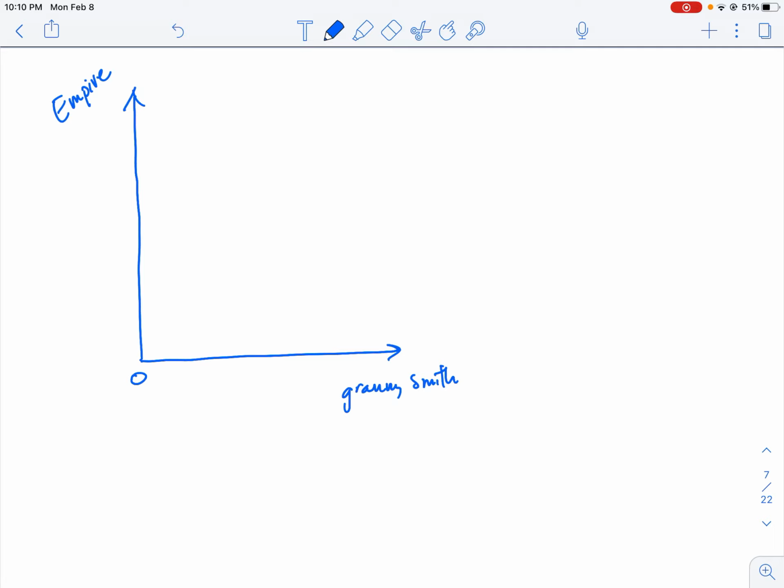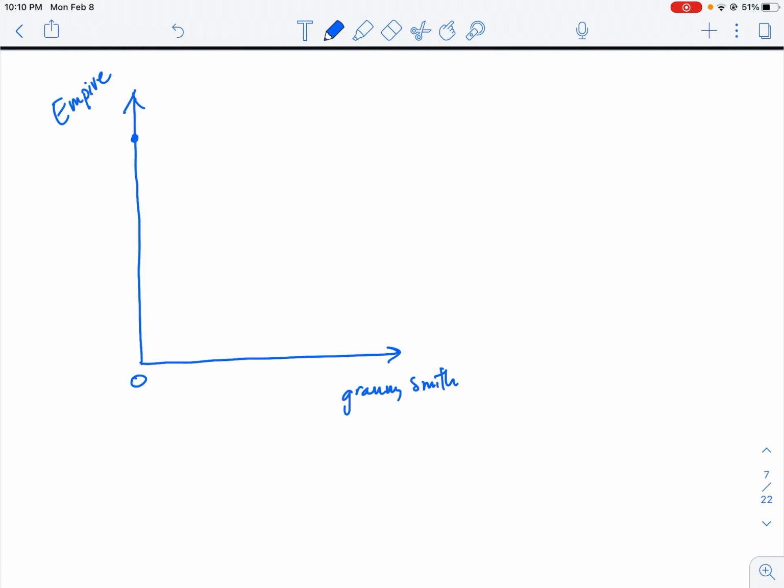Let me make this a little bigger. You could pick Empire apples all day long, and you wouldn't run out of apples, but by sitting there all day long, you'd pick most of your Empire apples. And you have the same thing with Granny Smiths. You could pick Granny Smiths all day long and not run out, but you'd pick most of them.